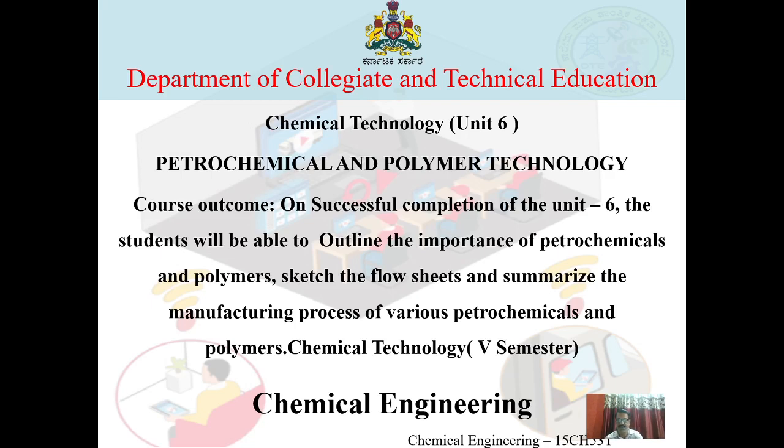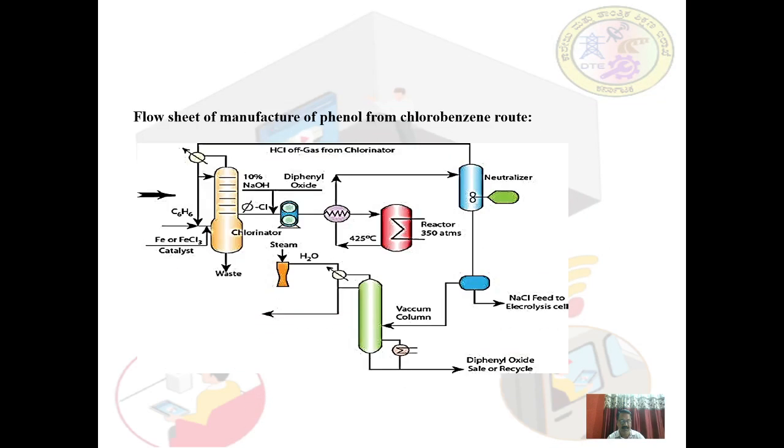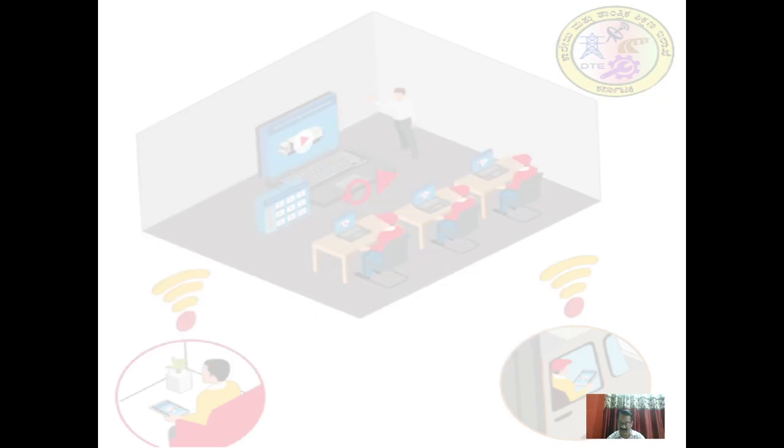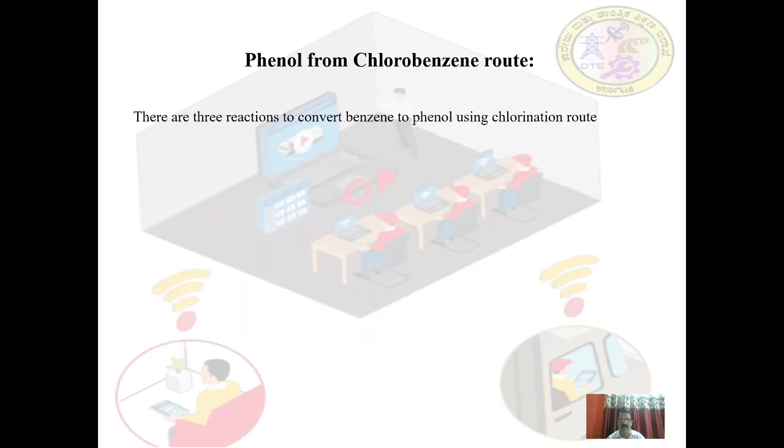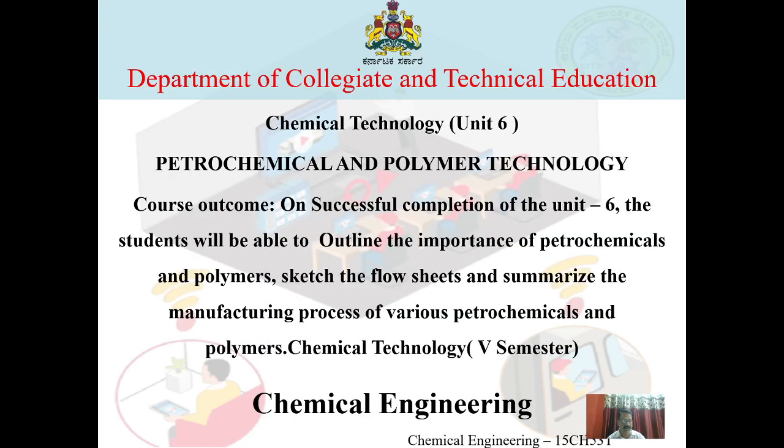In today's session, we are going to discuss phenol from the chlorobenzene route, phenol from the benzene sulfonate process, and phenol from direct oxidation of benzene.